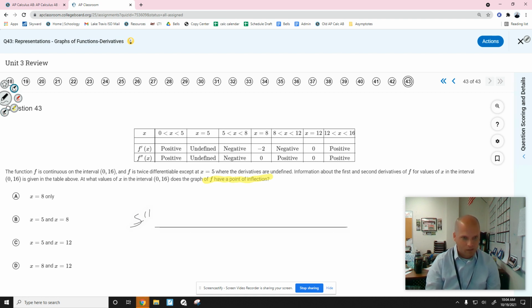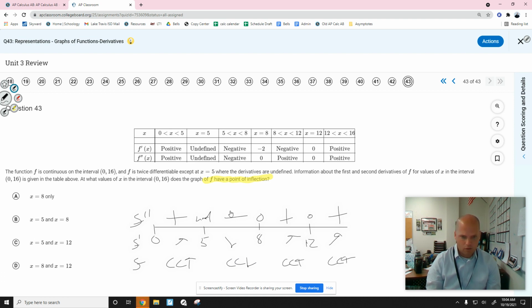which are positive from 0 to 5, undefined at 5. I don't care. It's continuous. So it's a sharp point or something like that. Negative from 5 to 8, where it's 0 at 8. Positive from 8 to 12, where it's 0 at 12. Positive after 12. F prime going up, going down, going up, going up. Or F, concave up, concave down, concave up, concave up.